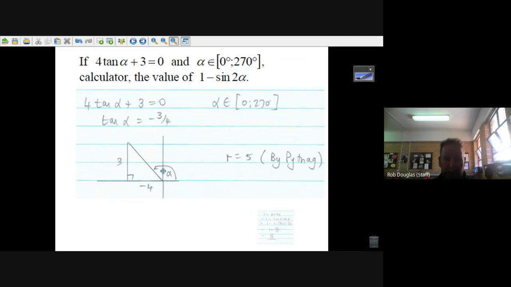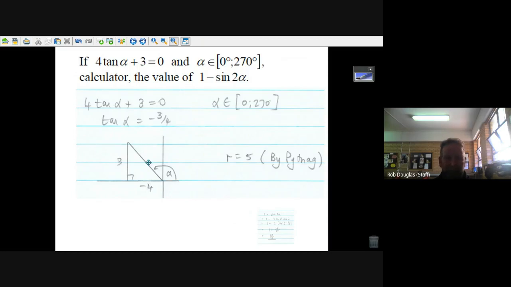Okay, this is what you do. You go, well, there's 0 degrees, 90, 180, 270. It's somewhere in the first, second, or third quadrant. But then you solve this a bit: subtract 3, divide by 4. It says the tangent of this alpha is equal to negative 3 over 4. Well, the only place where tangent is negative is in the second and the fourth quadrant.